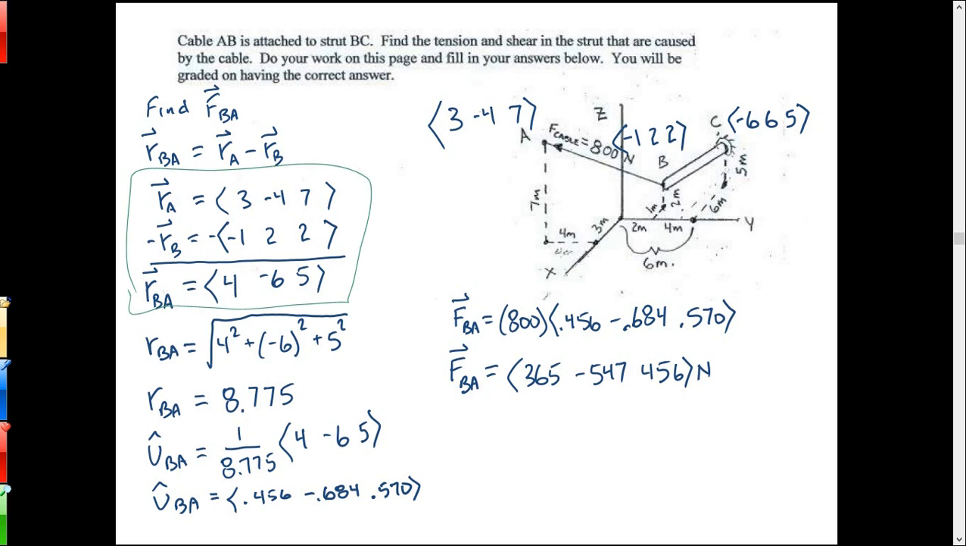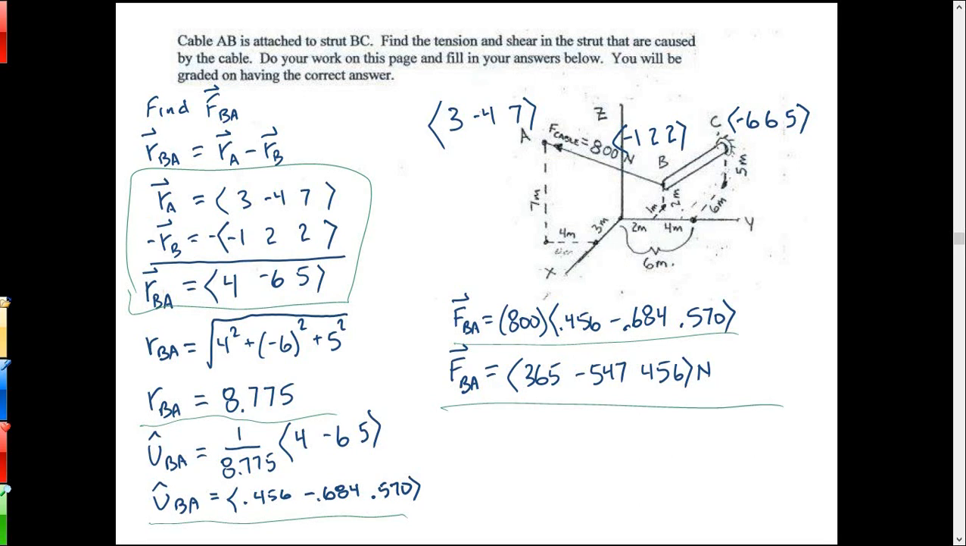So RA is 3, minus 4, 7. RB is negative 1, 2, 2. Subtract, you get 4, minus 6, 5. Take the square root of the sum of the squares, and you get 8.775. Divide that through the position vector, you'll get a unit vector from B to A. Factor that up by the magnitude of the force, 800, and you'll get the force vector, 365, minus 547, and 456.